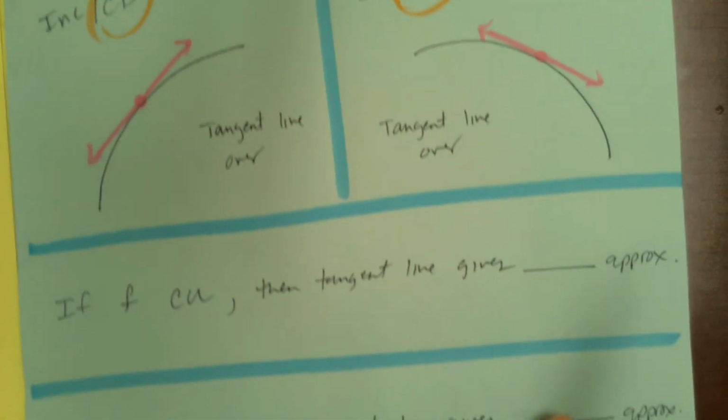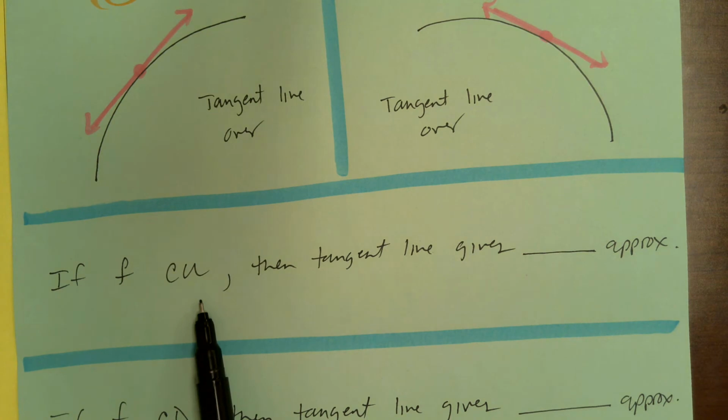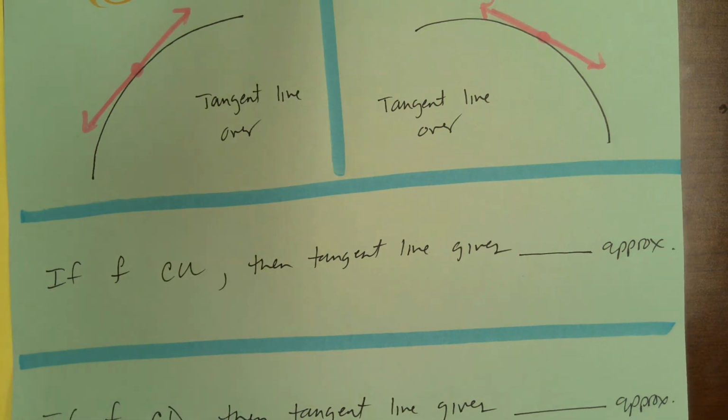So we've got two facts here. You might be thinking, do I have to memorize all these facts? You could, but it's easier if you can visualize. When I have forgotten these in the past, I have just sketched something. If you can't remember whether concave up or concave down gives an over or under approximation, sketch a part of a graph that's concave up, draw a tangent line, and see if it's over or under. Then sketch a part of a graph that's concave down, draw a tangent line, and see if it's over or under.